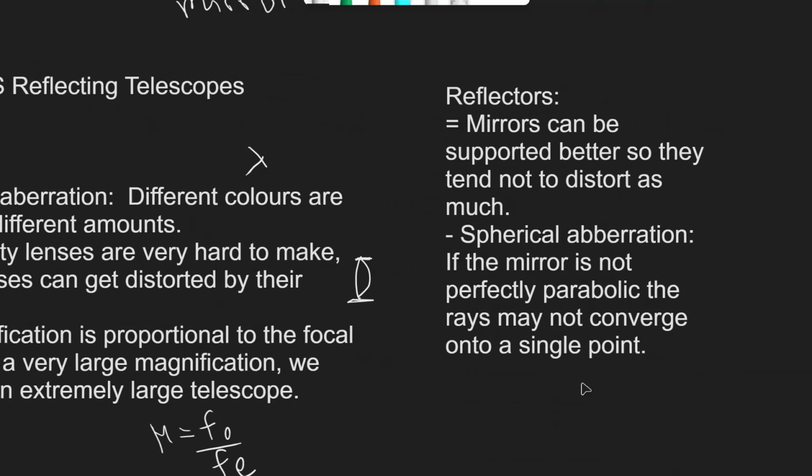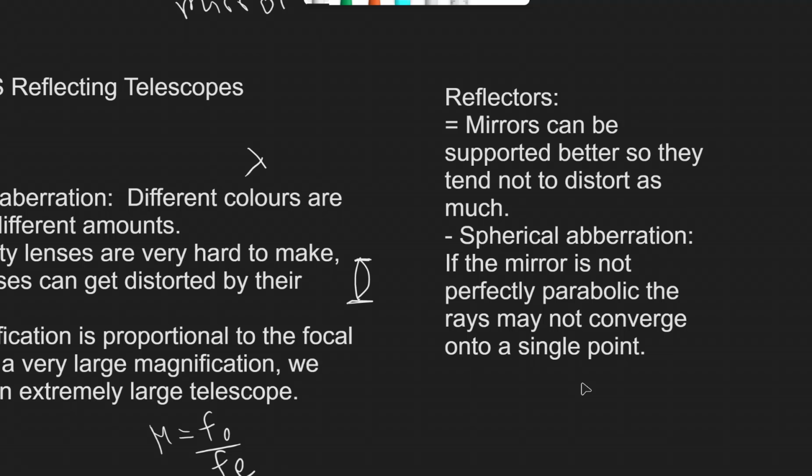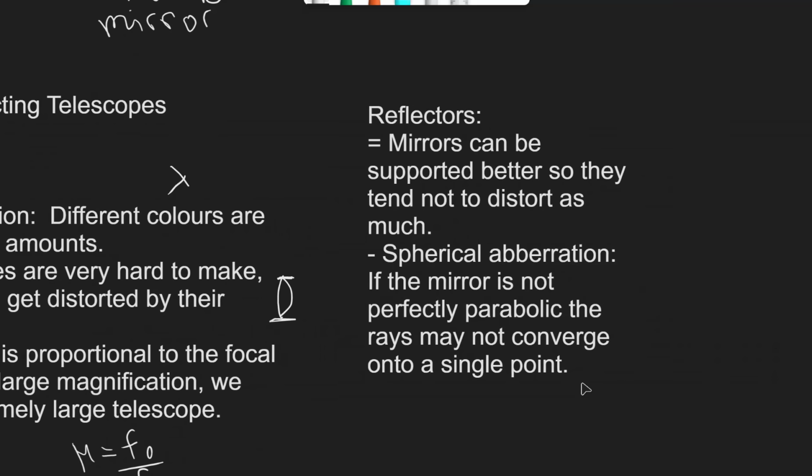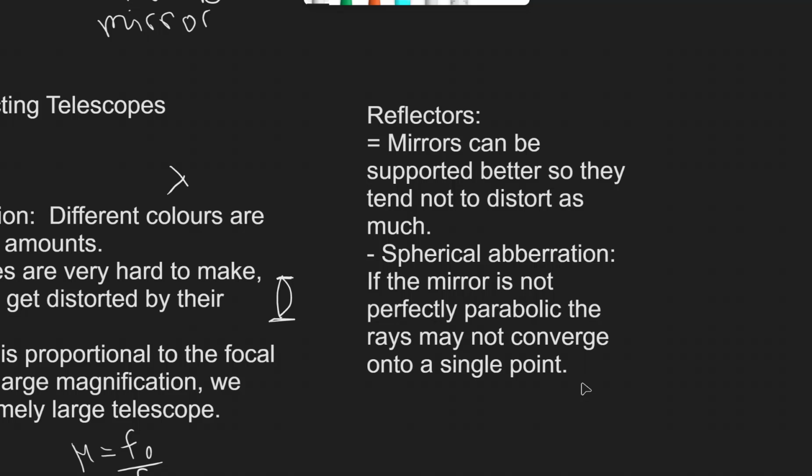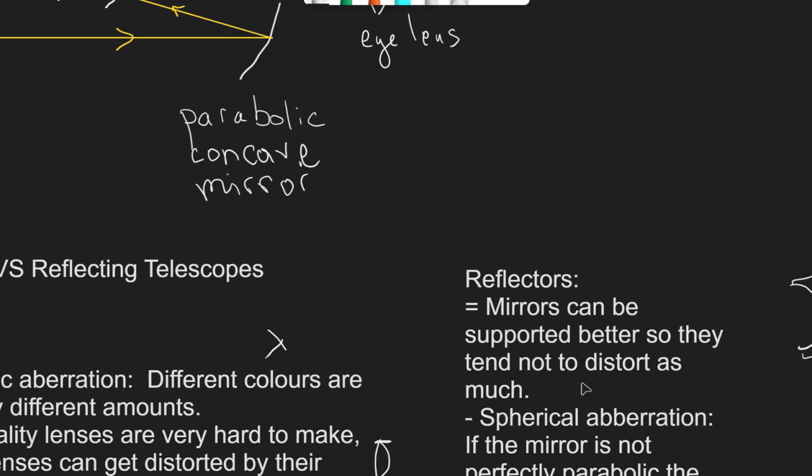Well, in terms of reflectors, a couple of different things that we need to mention. First of all, mirrors can be supported a lot better, so they tend to distort not as much. They're not just lying on their edges, so you could lay them out on a surface, support them on a surface, and you can have much less distortion. However, they can be prone to something which is known as spherical aberration. That is the fact that if the mirror is not perfectly parabolic or not perfectly aligned, the rays may not converge onto a single point. That could create a blurry image.